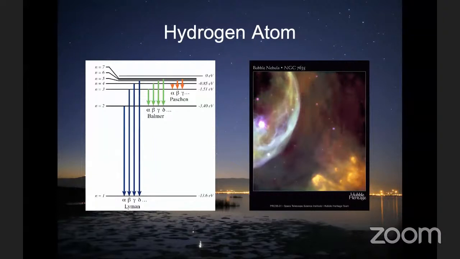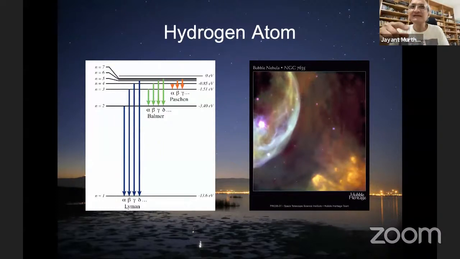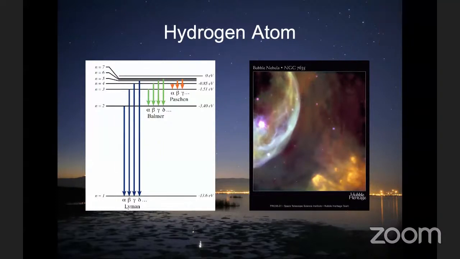So suppose an electron is at the state n is equal to 4. Is there any preference for the electron? Suppose the electron is at the n is equal to 4 state, it can either come to n is equal to 3, 2, or 1. Is there any preference for that, or is it completely random?